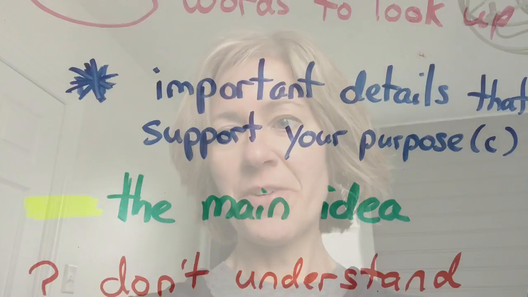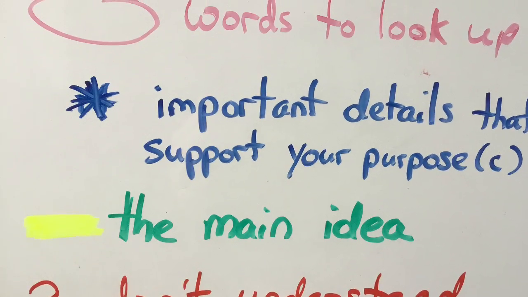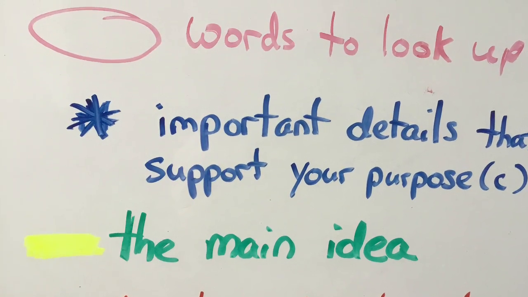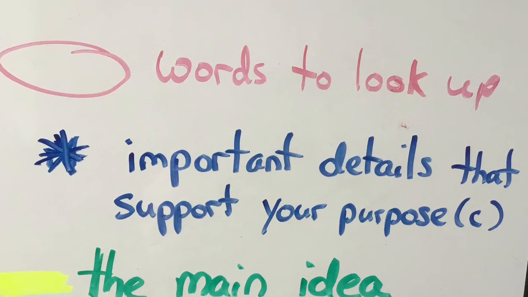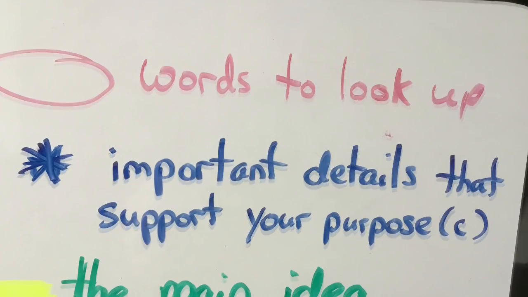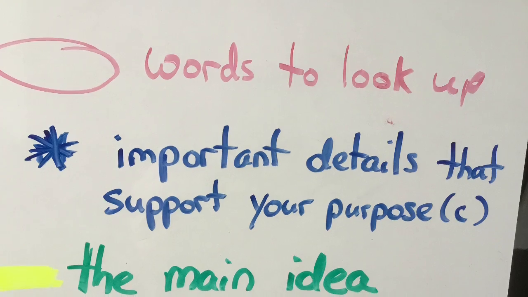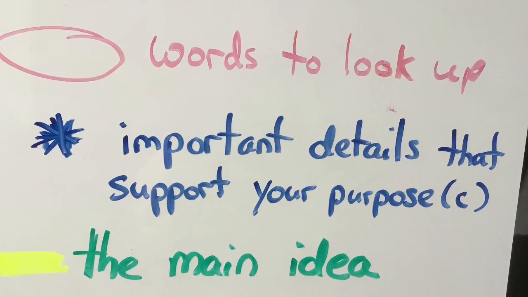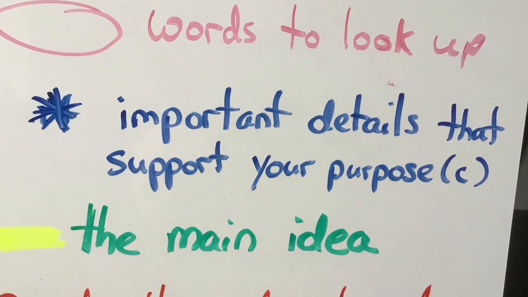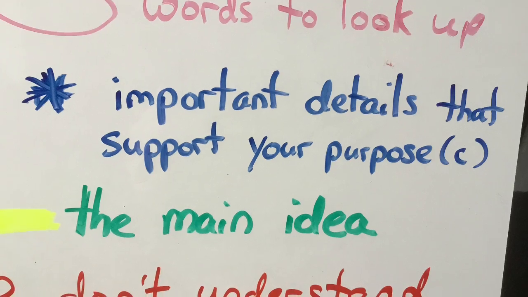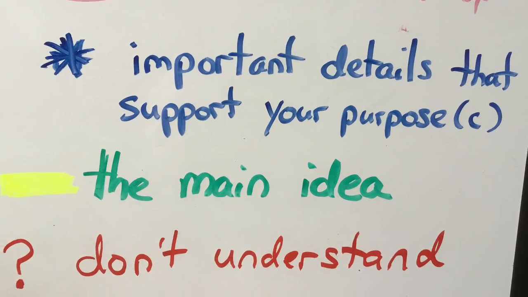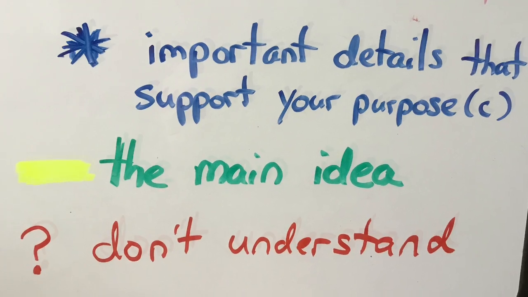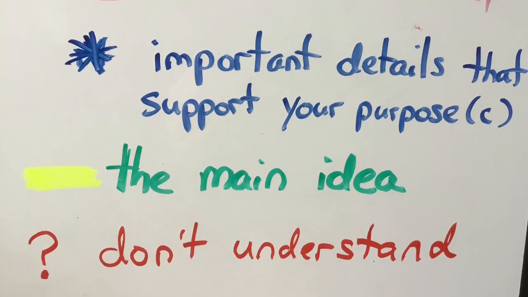Okay, here we go. Here are some ways you can mark up your reading. Circle words to look up. If you don't understand a word that seems important, put a circle on it. Star important details that support your purpose. So your purpose, remember, is to find details about the consequences for different people. So if you see some information about the consequences, put a star next to that sentence.